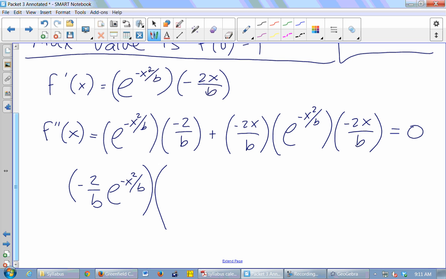There's a negative 2 over b here, and negative 2 over b appears twice in this term. So in this term, e to the negative x squared over b times negative 2 over b, if I factor both of those things out, all I'm left with is a 1. And in my other term, this guy's gone. I factored out one of my negative 2 over b's.